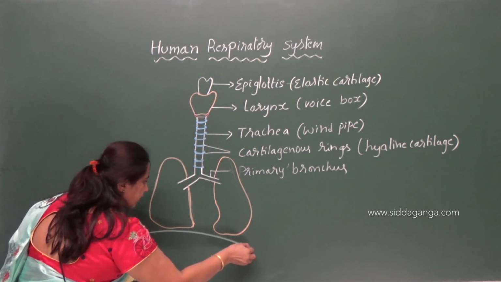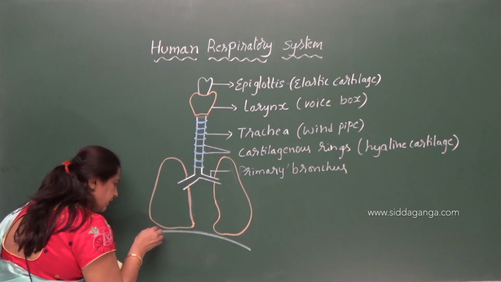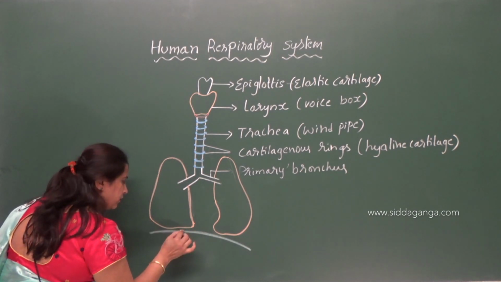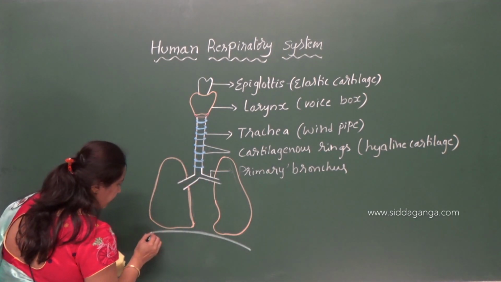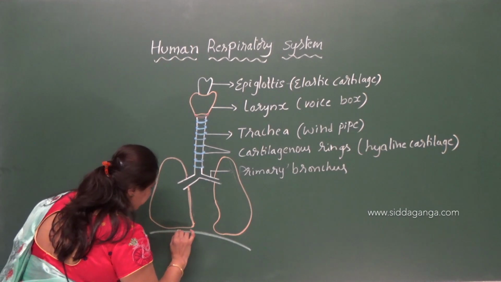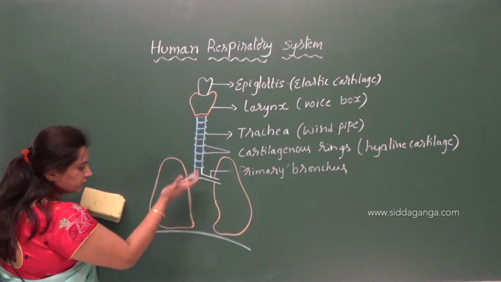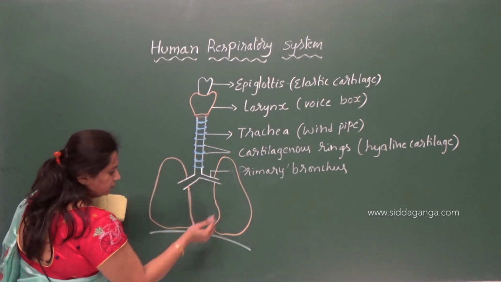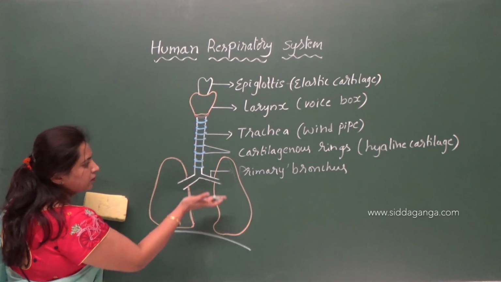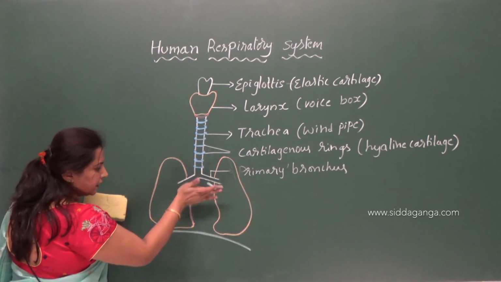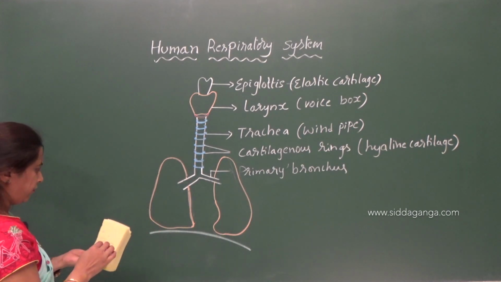So the presence of diaphragm is a characteristic feature of mammals. This is muscular in nature. This will divide the thoracic cavity. This is the thoracic cavity and lower is the abdominal cavity, and this diaphragm will divide the upper part. So the muscular diaphragm will separate the thoracic cavity from the abdominal cavity. So this is the muscular diaphragm.